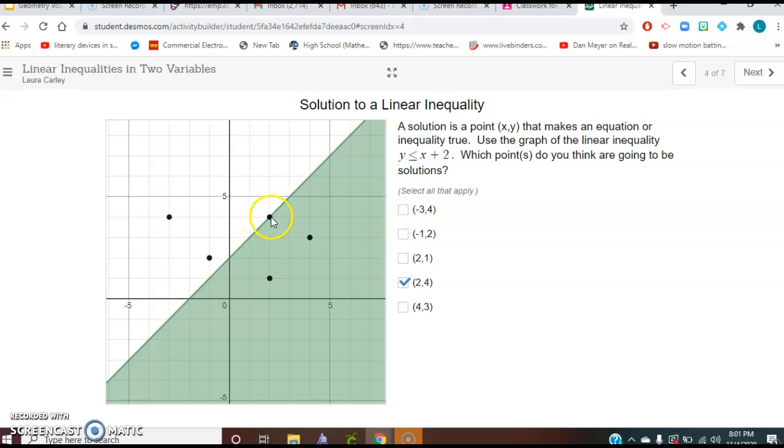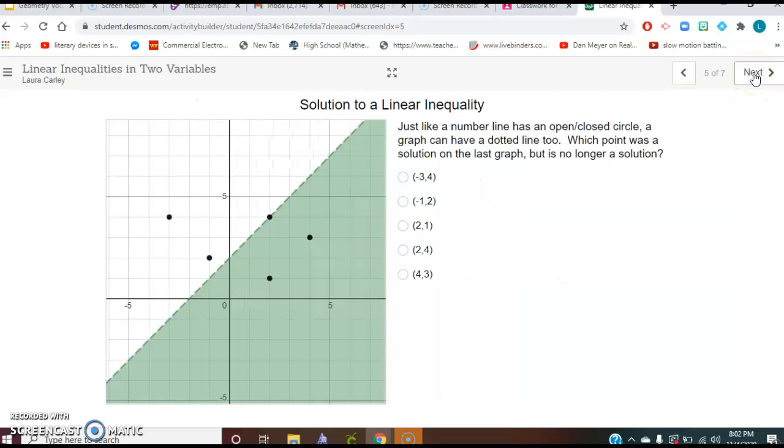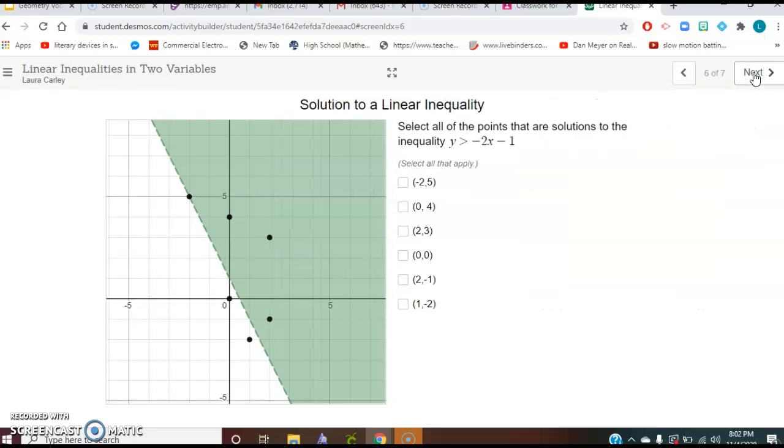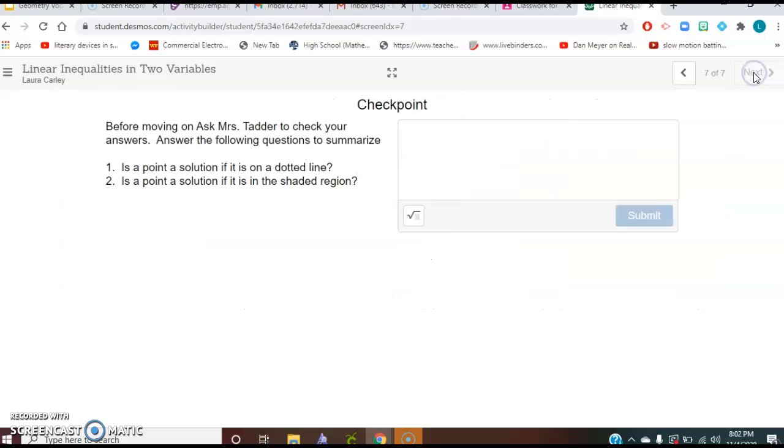All right, so that's one solution. This point here would be another solution. So this is the point (2, 1). All right, and there's one more solution on this particular graph. All right, and so you're just going to do the same thing. And basically, you're just identifying which points are solutions. And then on this slide, you're just going to kind of summarize what you have found.